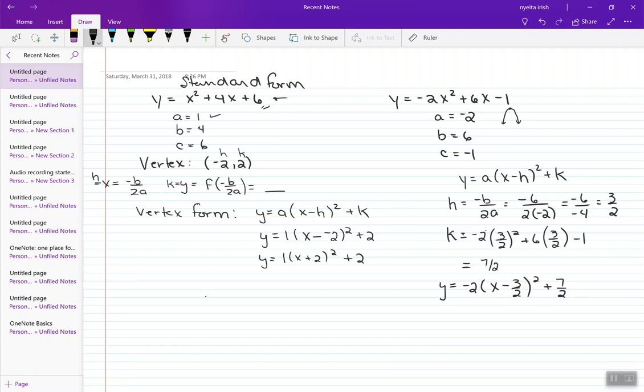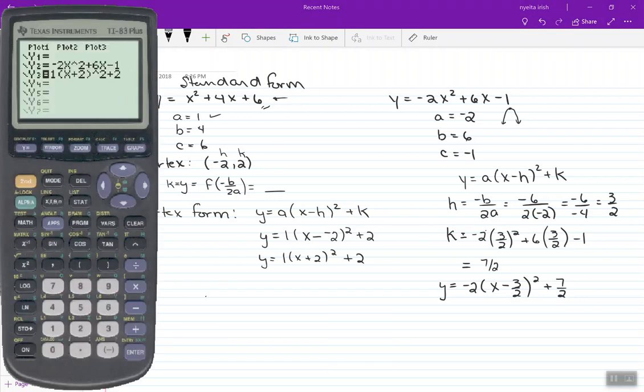So now if I take my calculator and go back and do a double check. Right, so that was my original. I'm going to clear that one out and type in negative 2 times x minus 3/2 squared plus 7/2. And if this worked out right, I should see two parabolas that open downward, one right on top of the other one. And that's what I see.